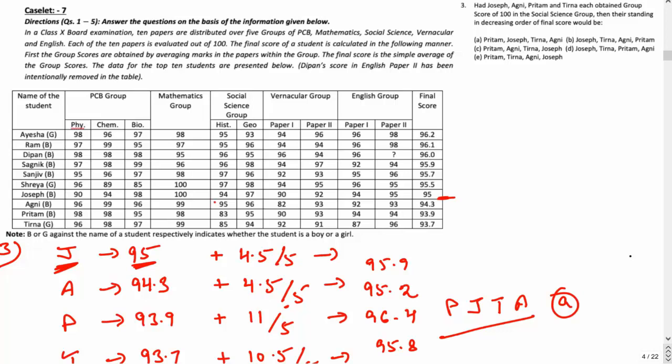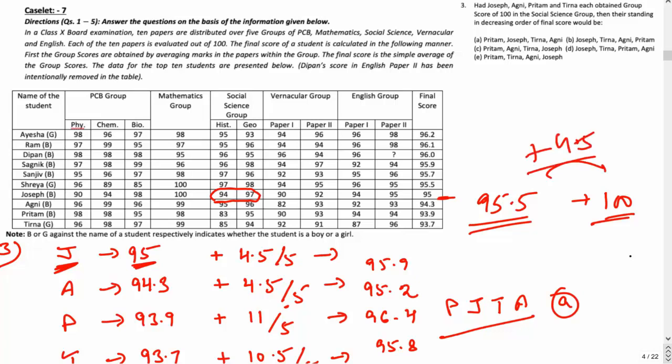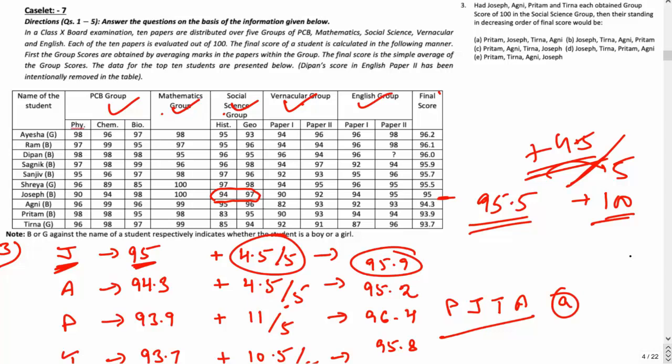You see here, social science 94 and 97. So his average of social science was 95.5. But now it has to become 100. What is the increment? The increment is plus 4.5. Plus 4.5 divided by 5. Why divided by 5? Because you have to distribute this increment amongst all the 5 groups. Hence I am dividing by 5. So the overall increment will give you 0.9, so 95.9. I hope it is clear.